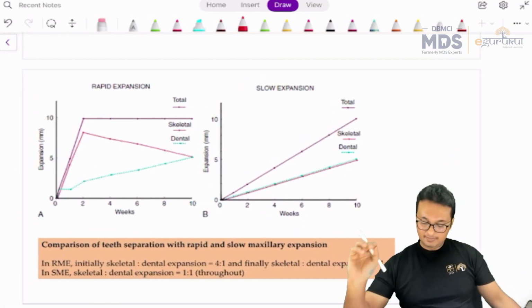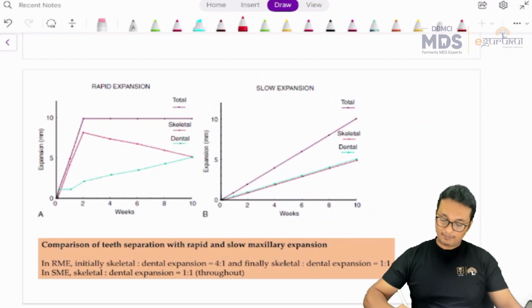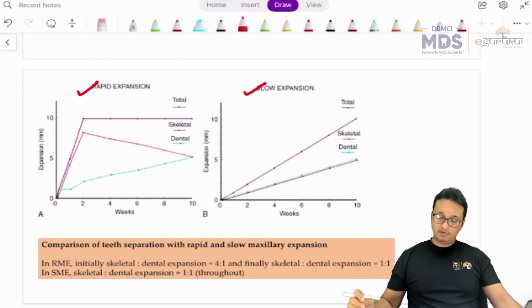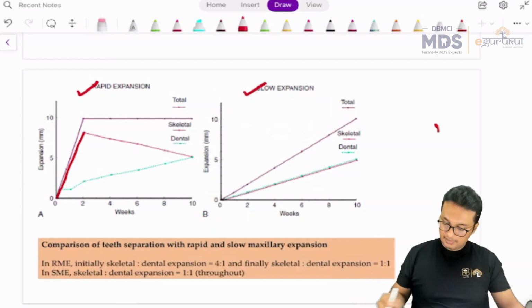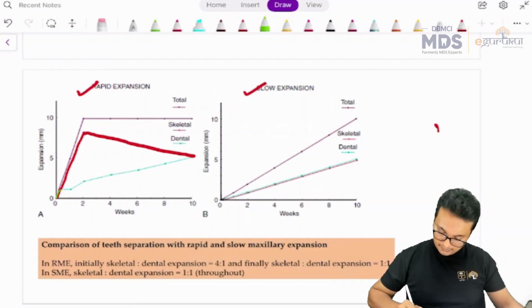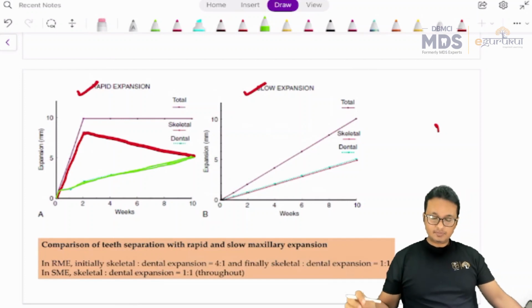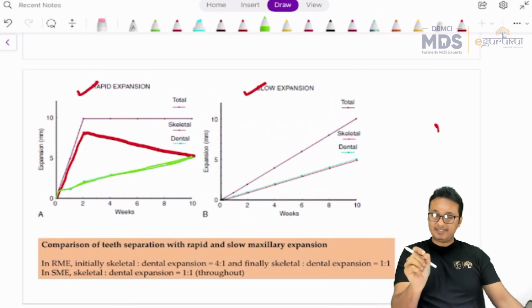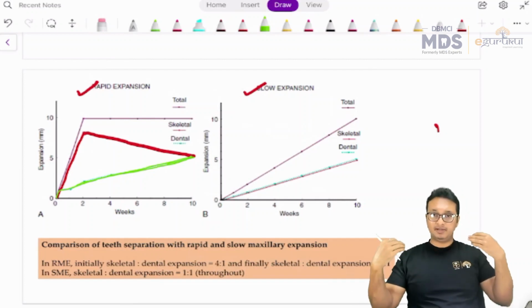Now, what is the mechanism behind? I've already told about the mechanism behind expansion. Now, if we compare rapid expansion with slow expansion, what happens? The red graph here goes up and then it goes down, right? Whereas the green graph follows a more or less straight line, right? The reason is whenever there's skeletal expansion, the teeth separate too much. The diastema appears too much. That is because of skeletal expansion. The maxilla itself has separated, right?